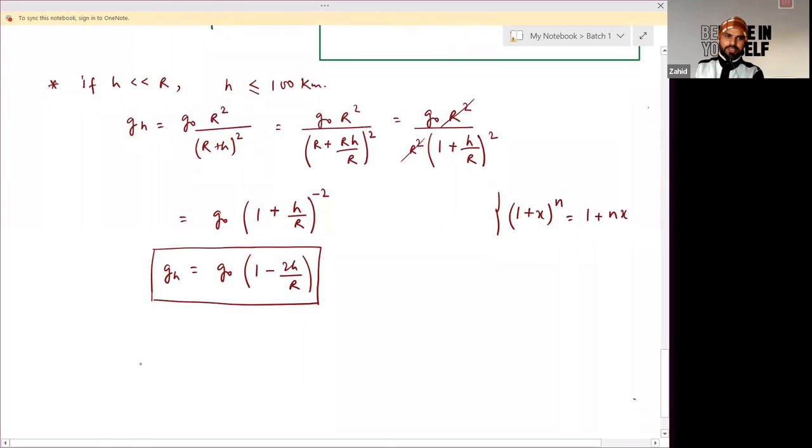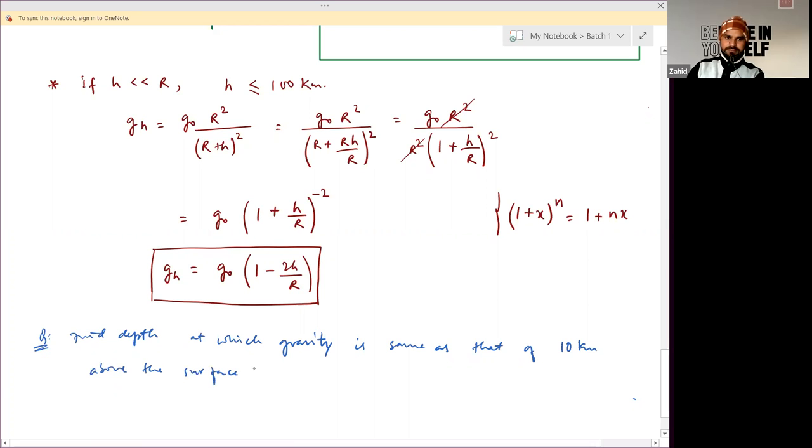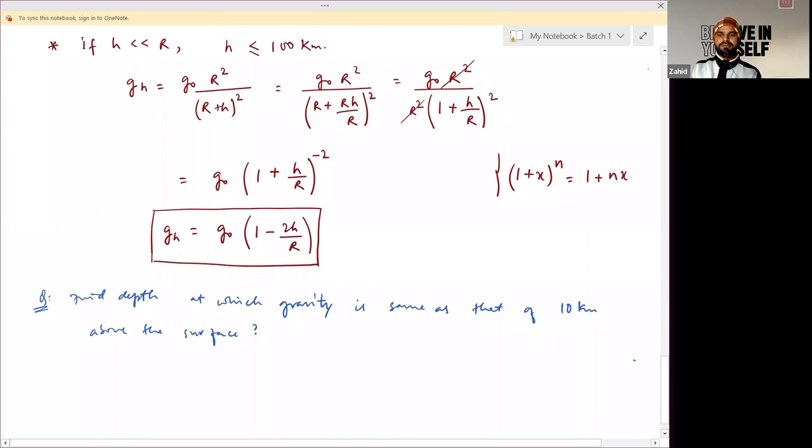Let me give you a question related to this. Find the depth at which gravity is the same as that of 10 kilometers above the surface. Try to find.